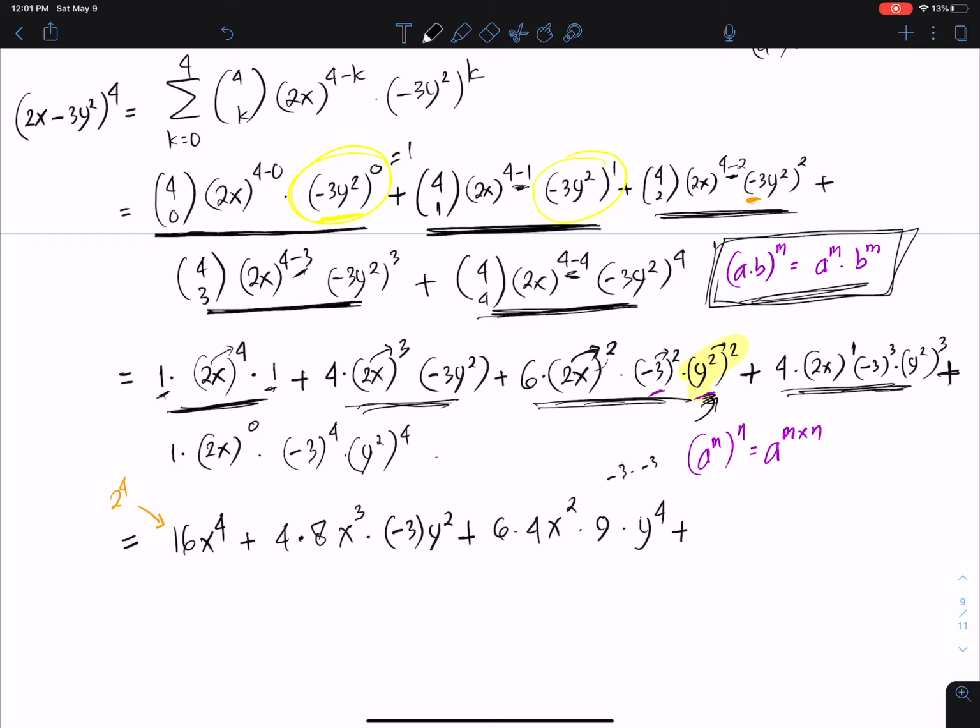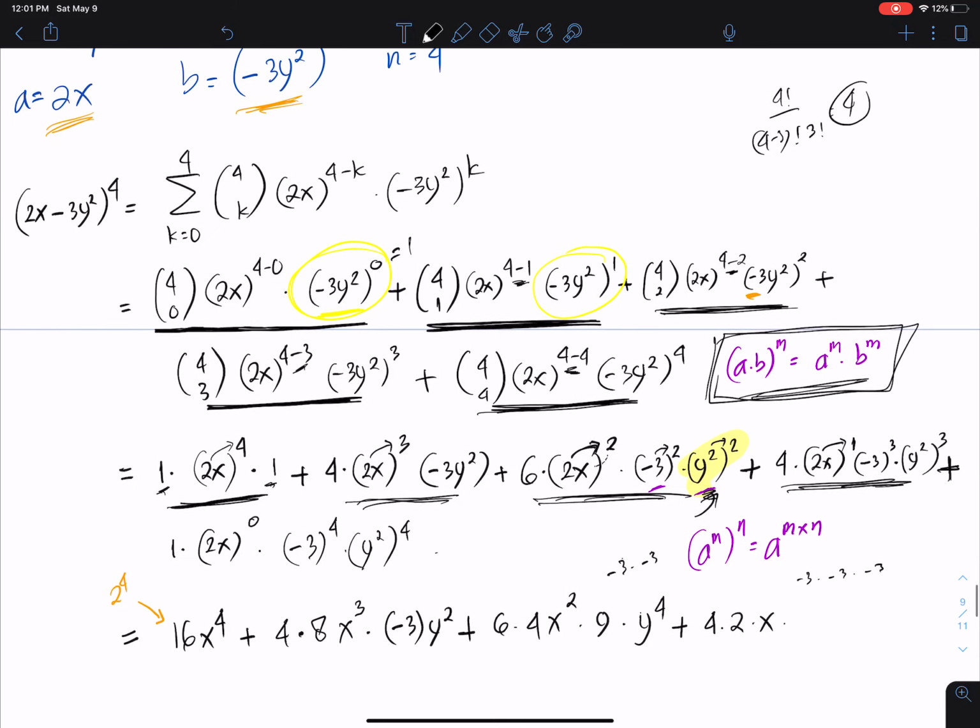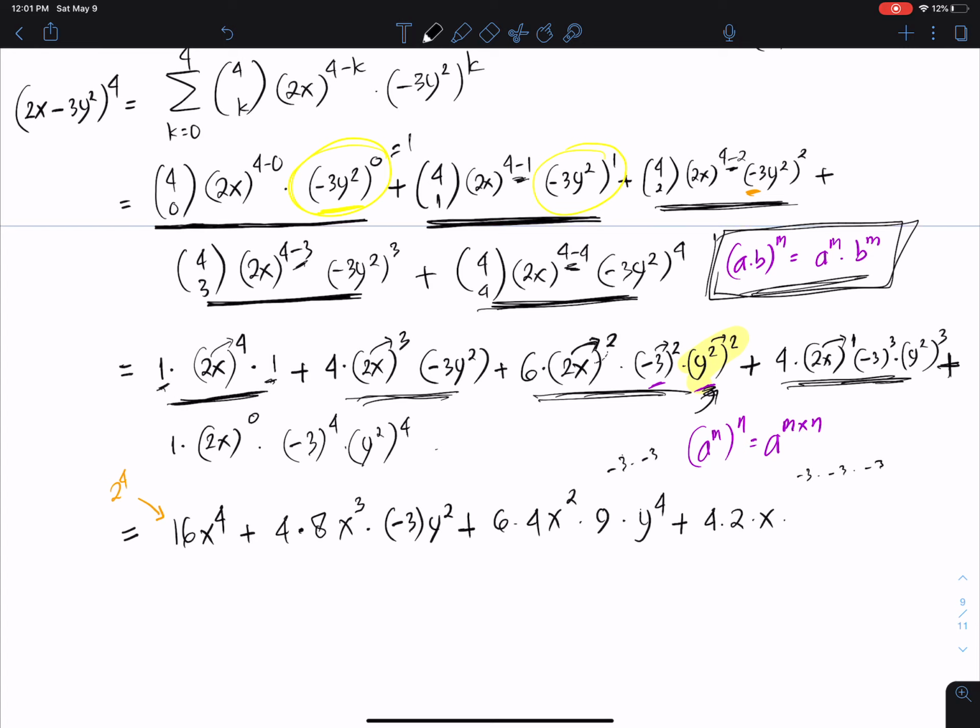So the fourth one now here. We have 4, 2 to the power of 1 is 2, and then x. And then minus 3 to the power of 3. So meaning what? Minus 3 times minus 3 times minus 3. Okay, hold on. 3 times 3 times 3, we got 27. But minus times minus is positive, times minus again becomes negative again. Be careful with your calculation.